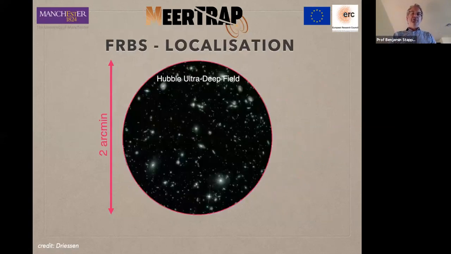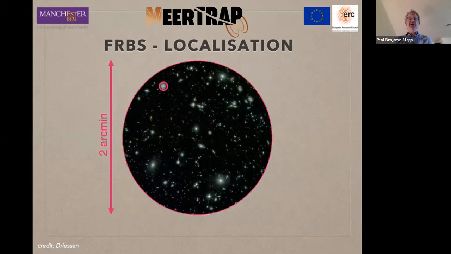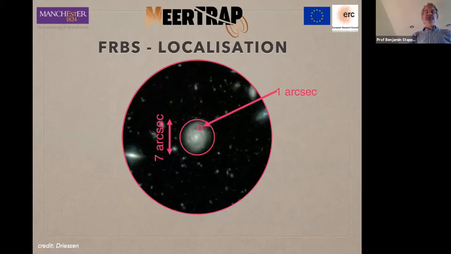Every single one of the objects that you can see in that image is a galaxy. So if I knew that a fast radio burst had occurred and I only knew where it was in the sky with an accuracy of 2 arc minutes, say, I would not know which of these galaxies it should be associated with. So I need much more accurate localization. I need to be able to say, is it in that galaxy? And so I need to get down to at least a few arc second localization precision. And ideally, I want to get down to 1 arc second so I can tell you where in the galaxy the burst happened.